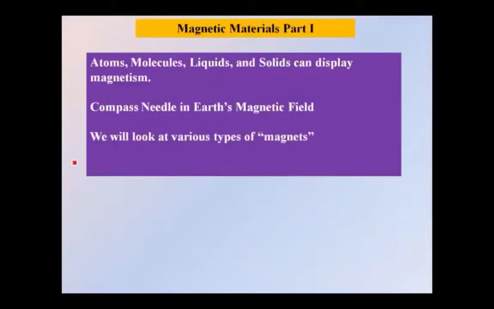Let's take a look at magnetic materials. We want to start by saying that atoms, molecules, liquids, and solids can actually display magnetism. The strong case of an interaction is something like a compass needle interacting with the Earth's magnetic field. We say strong because the dipole moment that is equivalent to this compass needle is very large, and it's because this material itself has a permanent magnetic moment which interacts with the Earth's magnetic field.